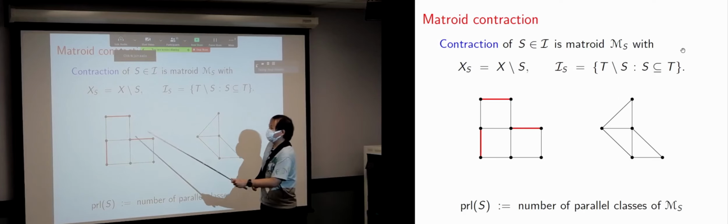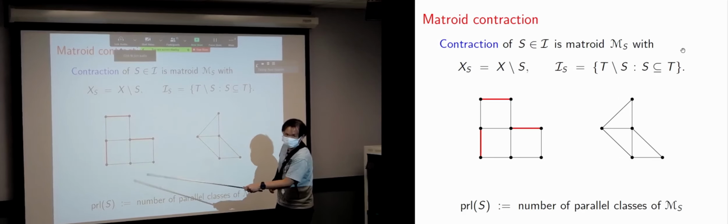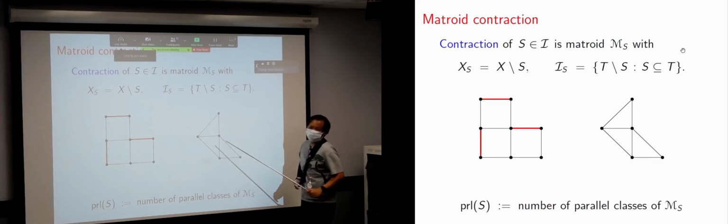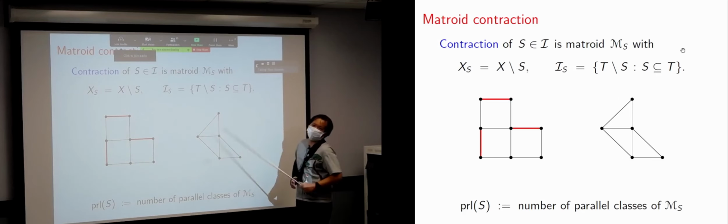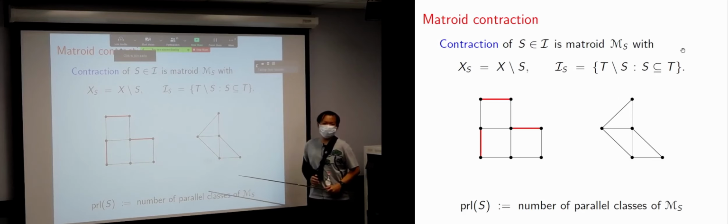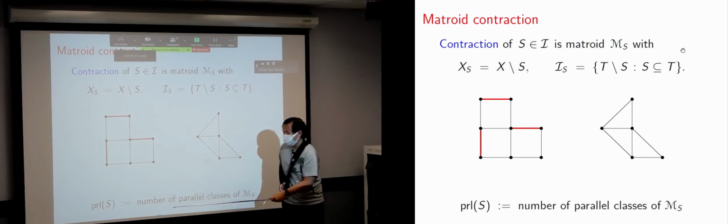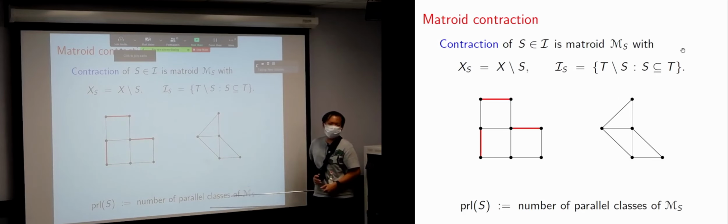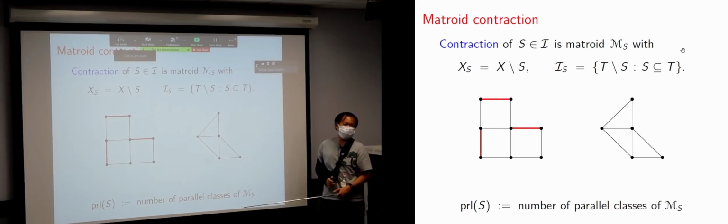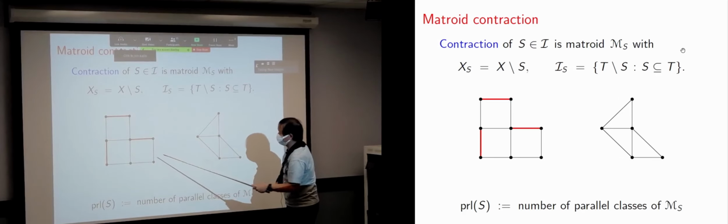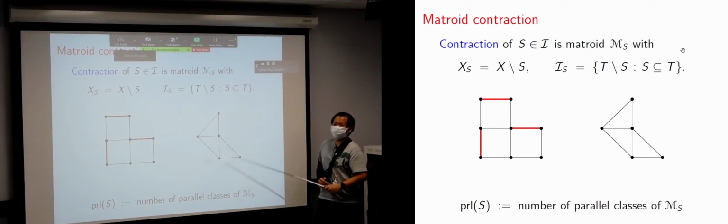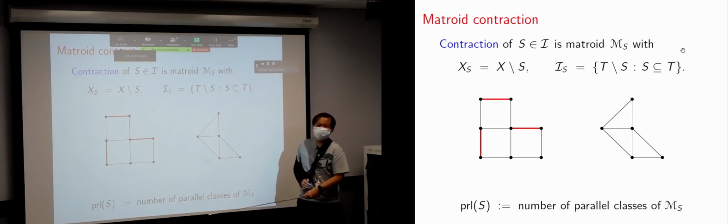In the case of a graph, suppose that you take these 3 red edges, which are independent, and you take their contraction. The graphical matroid of the resulting graph is the same as this contraction M/S. And parallel(S) we define to be the number of parallel classes of the matroid where you contract by S, so it is a function of S. For example, if S is these 3 red edges, then the contraction is this graph with 7 edges. That's why parallel(S) is equal to 7.